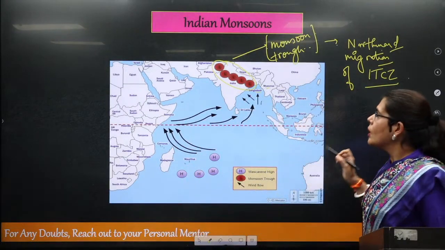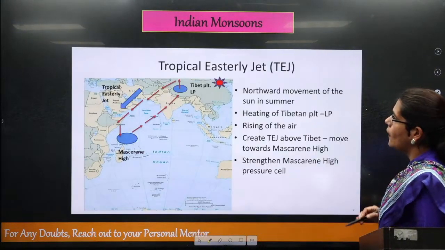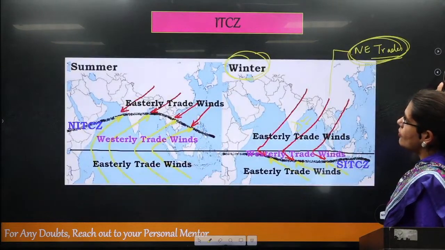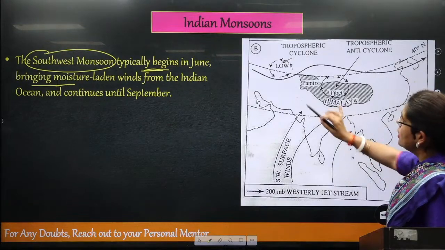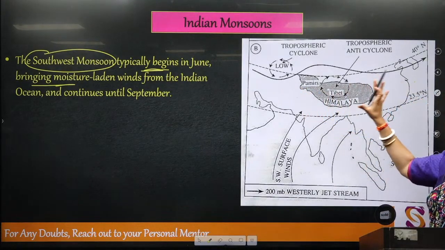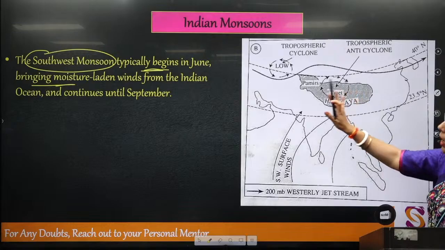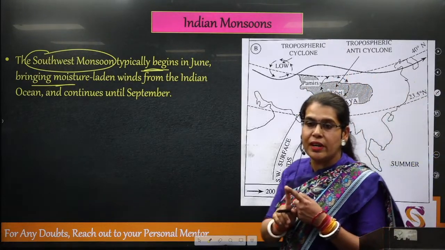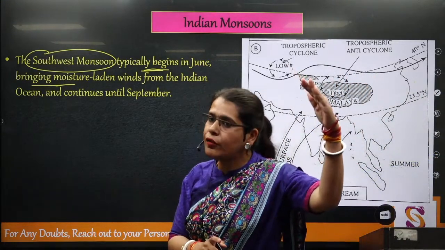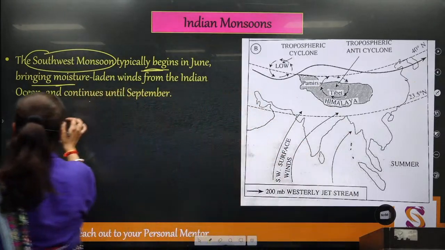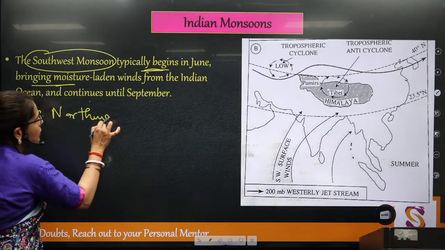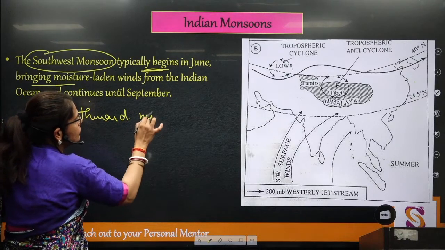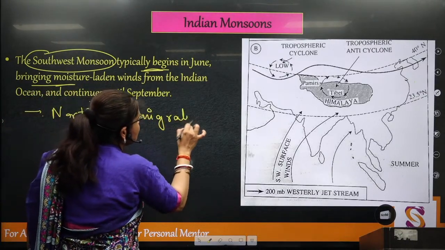Okay. Now see. Okay. Now this is the condition which exists in the summers. Now in summer, first of all, what we have learned, that is there is northward migration of STWJ. So we'll just write down, that is northward migration of STWJ.